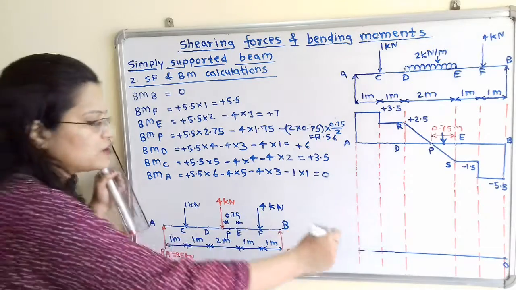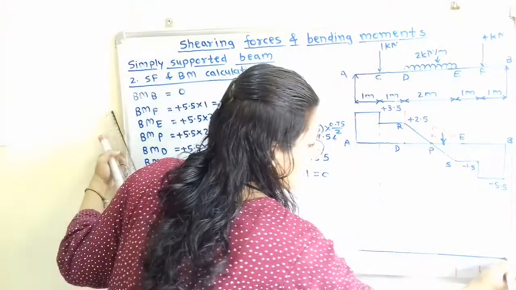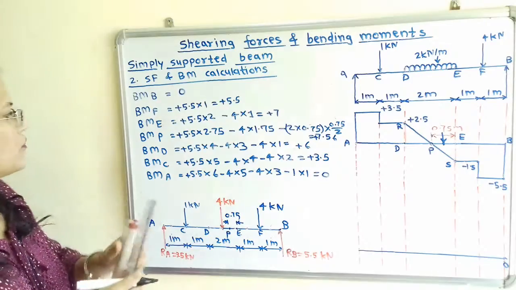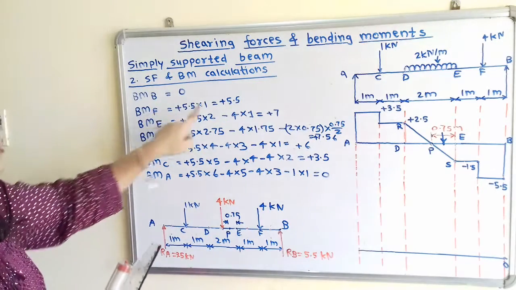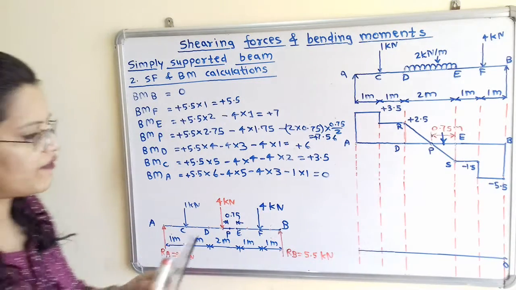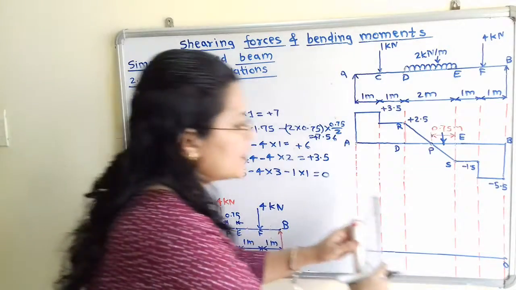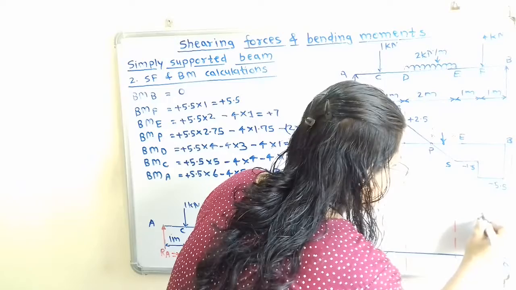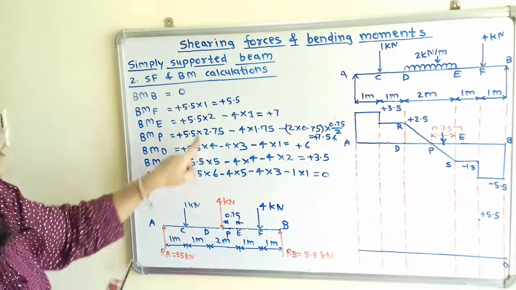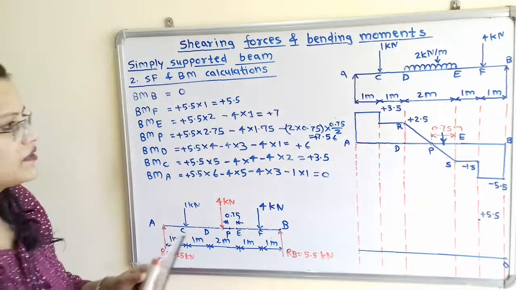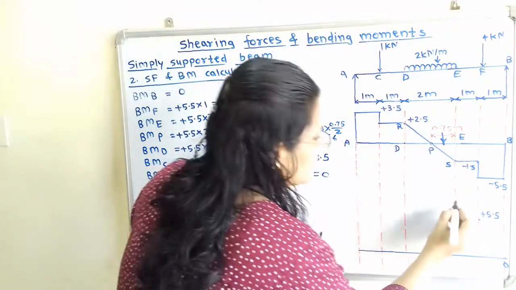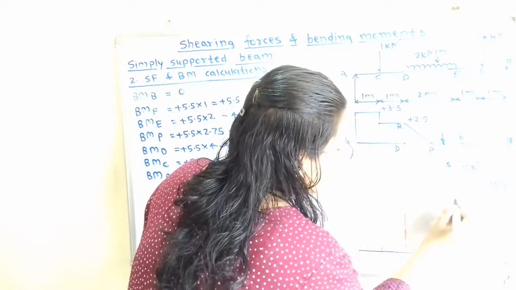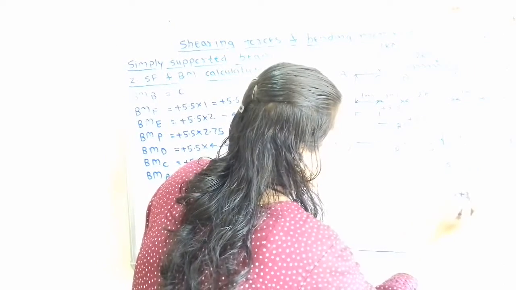So we have to first show the baseline, and on the baseline we will show the point 0. Then the bending moment at point F is plus 5.5. For this positive sign, we will show the value in the upward direction. So here is plus 5.5. Then the bending moment at point E. It is plus 7. So this is the point E, and we will show here the value plus 7.